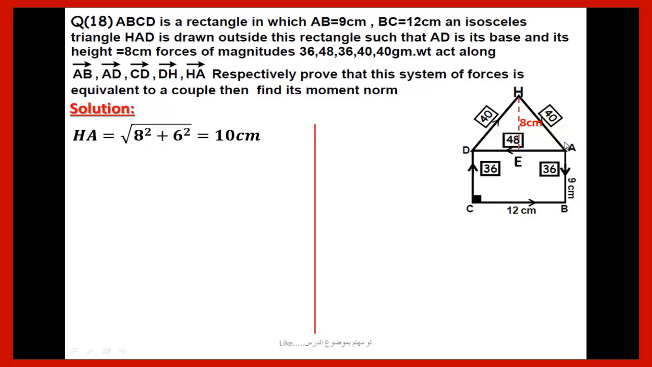Using the Pythagoras theorem, we have HE equals 8 centimeters and EA equals 6 centimeters. So HA equals square root of 8 squared plus 6 squared. So HA equals 10, and we can deduce that AH equals DH equals 10 centimeters.